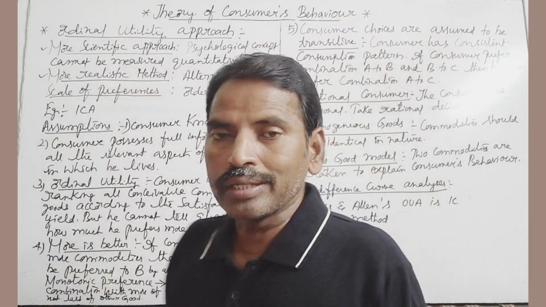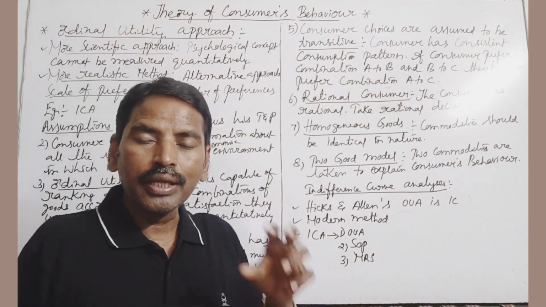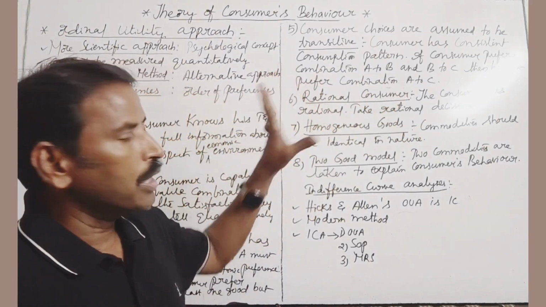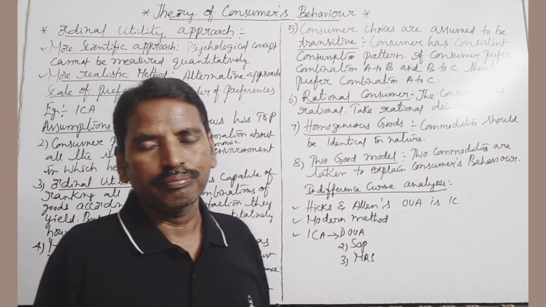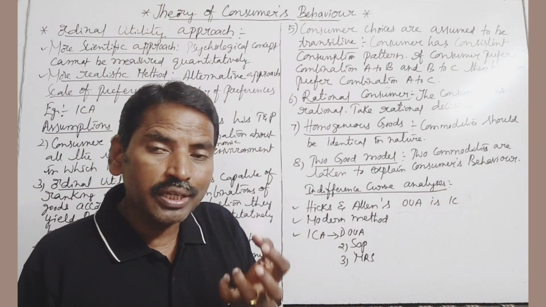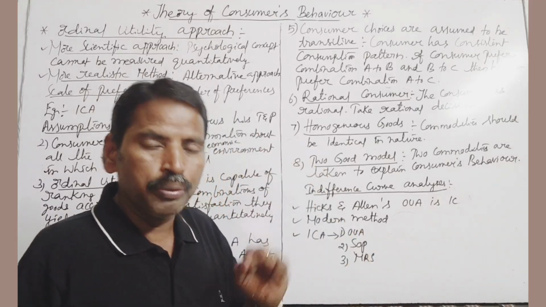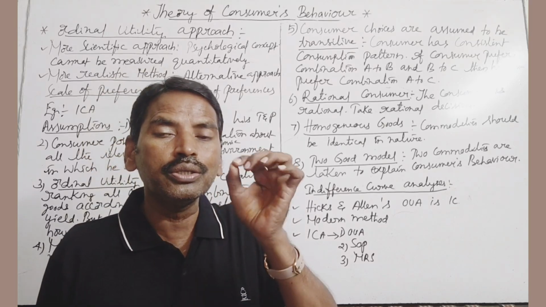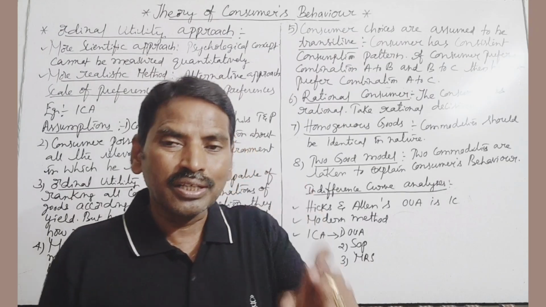Next, another assumption is that consumer choices are assumed to be transitive or consistent. The consumer has a consistent consumption pattern. What is a consistent pattern? If the consumer prefers combination A to B and B to C, then he must prefer combination A to C also. This is known as transitivity, or consistency.